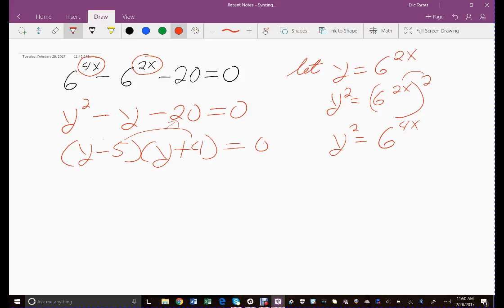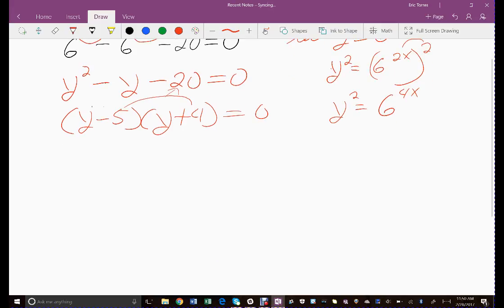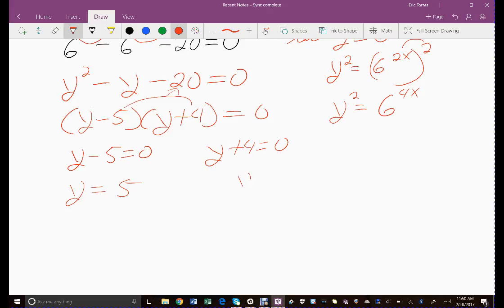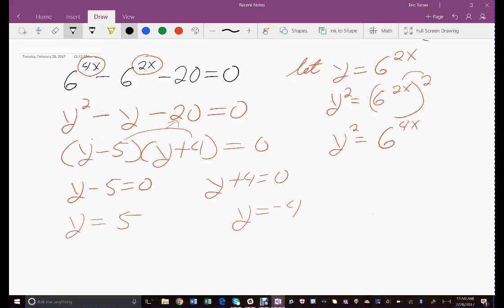So this is in factored form. I can set each factor equal to 0. And I get y minus 5 equals 0 and y plus 4 equals 0. Solve each one. y equals 5 and y equals negative 4. Almost done. Well, what is y? So y we had already determined with our original substitution equals 6 to the 2x.